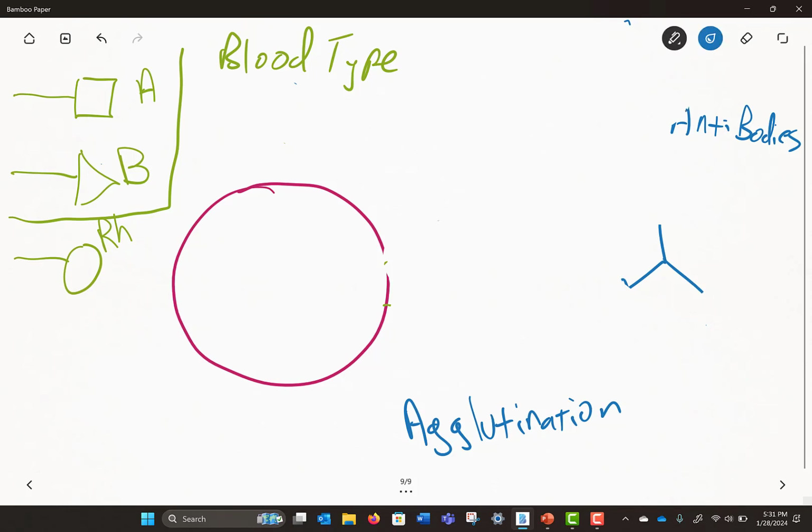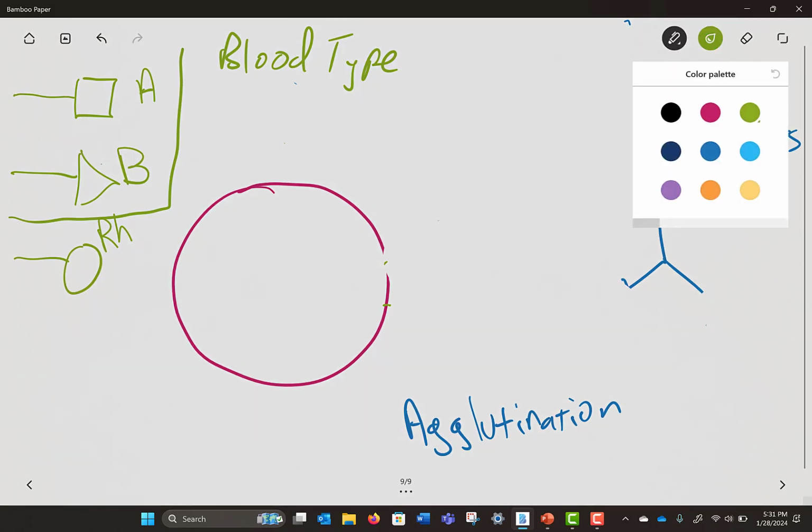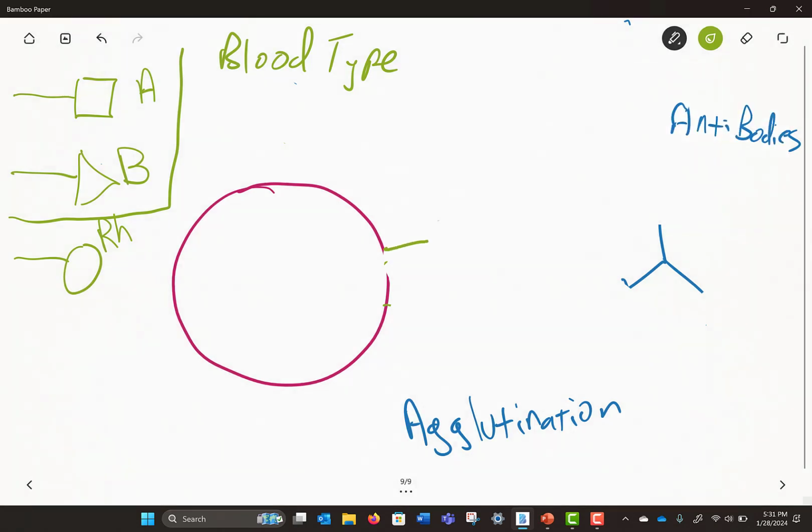What if the person has both A antigens and B antigens? What is their blood type? This person is blood type AB. Again, that does not mean they have something called AB antigen. There is no such thing. This means they have A antigens and B antigens.